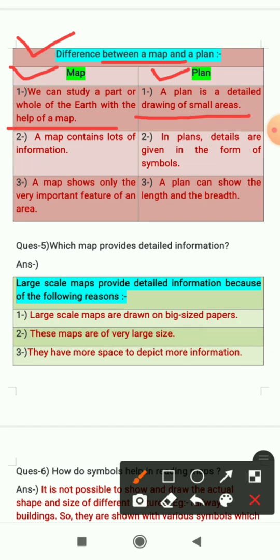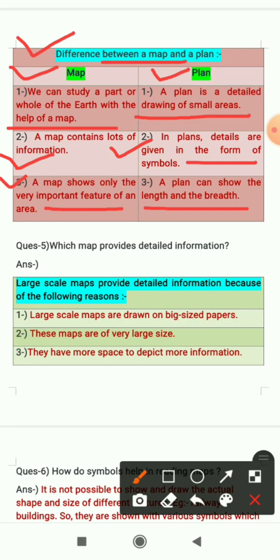The second point is, a map contains lots of information, and in plans details are given in the form of symbols. The third point is, a map shows only the very important features of an area, and a plan can show the length and breadth. So a map can show only the very important features of an area, and a plan can show the length and the breadth. So these are the differences between a map and a plan.